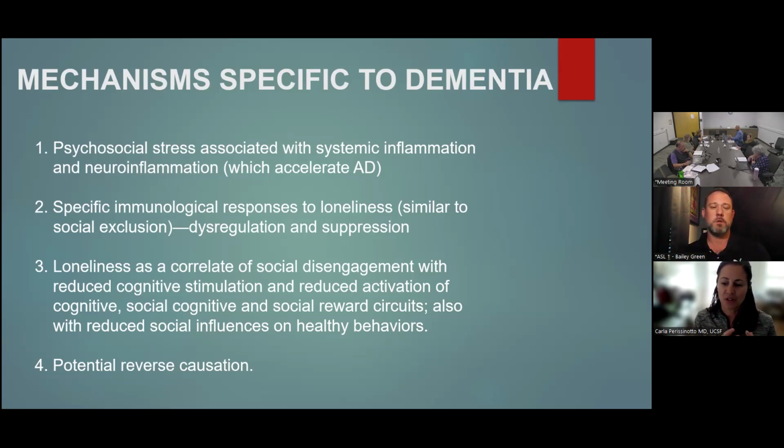Then on the social side, if you're lonely, that may correlate with this bi-directional effect, in that you then disengage. You're less cognitively stimulated, you're less activated in terms of activating your cognition, and that again impacts our cognition. And these things could go both ways, right? More cognitive impairment, you're more lonely, and more loneliness, more cognitive impairment.